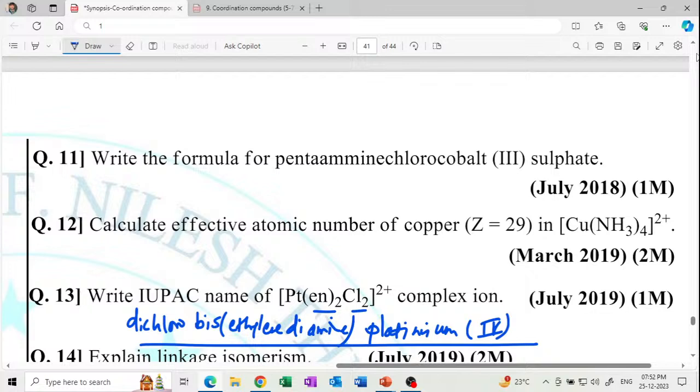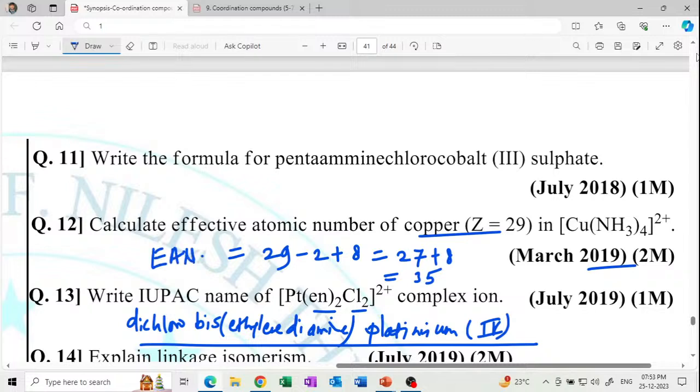Okay, calculate the effective atomic number of the copper. Same question I think, repeated. Copper 29, Cu(NH3)4 2+. What is the oxidation state? Copper +2. So this is 29 minus 2, the oxidation state, and plus 8. So this becomes 27 plus 8 is equal to 35. So this is effective atomic number as 35. Effective atomic number is Z minus X plus Y. This is the formula.